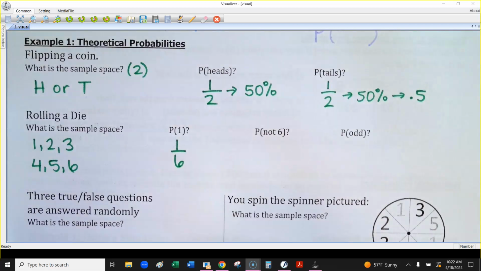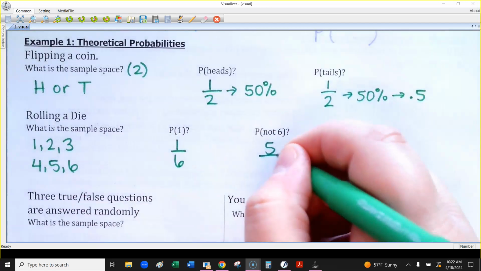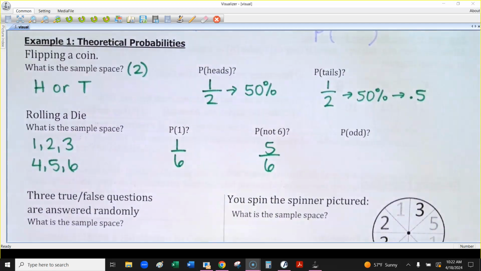Yes, because it would be everything else. So it'd be like 1, 2, 3, 4, 5. You would just add those up. There would be 5 possible outcomes that would fit that probability out of the 6 total. What would you tell me the probability I rolled an odd number would be?